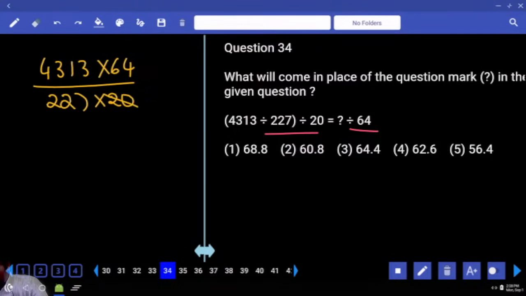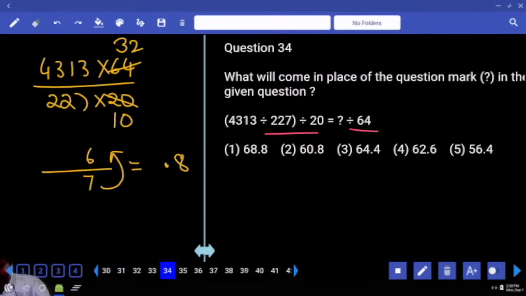Let me first cancel 2. Let me keep it 10 here. And this becomes 32. Forget about this 10 decimal because there is 1 digit after decimal in every option. Correct? Numerator ends with, denominator ends with, 6 into which number ends with, 7 into which number ends with 6. So answer should end with 0.8. Correct? How many options are there? 2 options are there. Anything else? No.